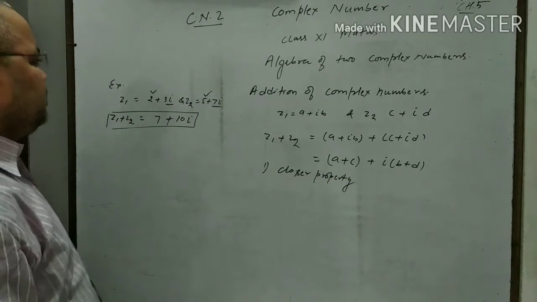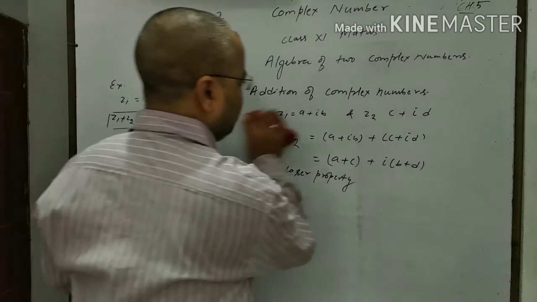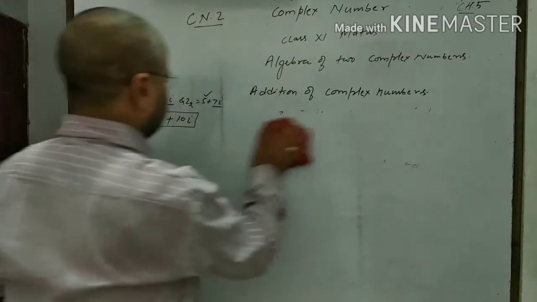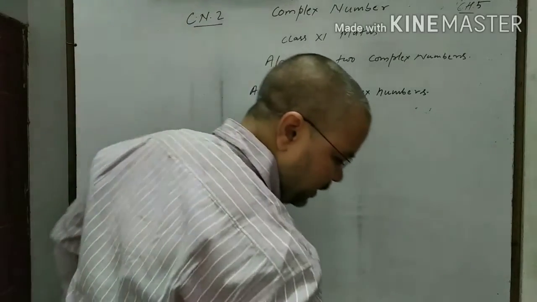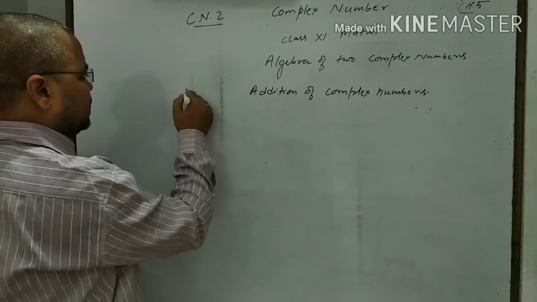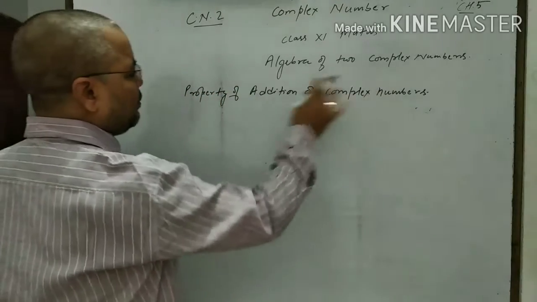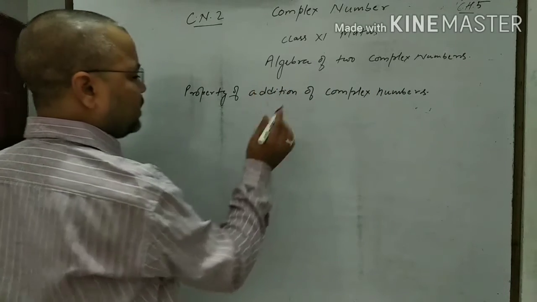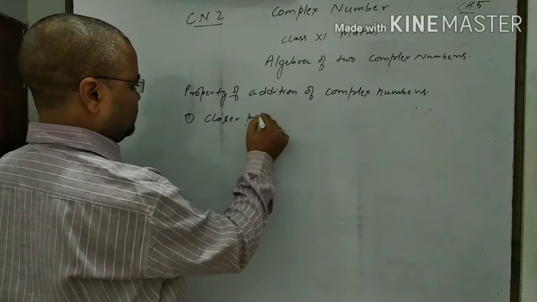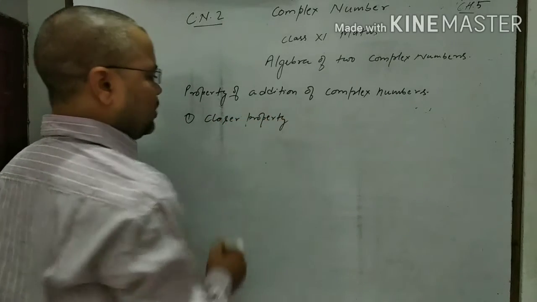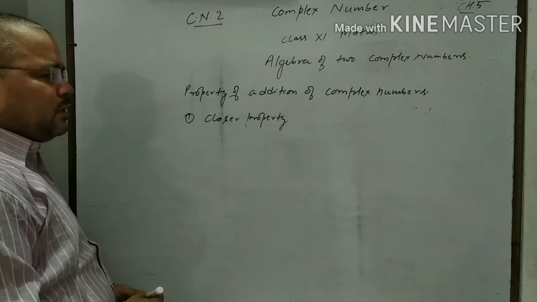Similarly, let us see some other properties of addition of complex numbers. The first one is the closure property. And what is the closure property? If we have two complex numbers, then their addition will also be a complex number.